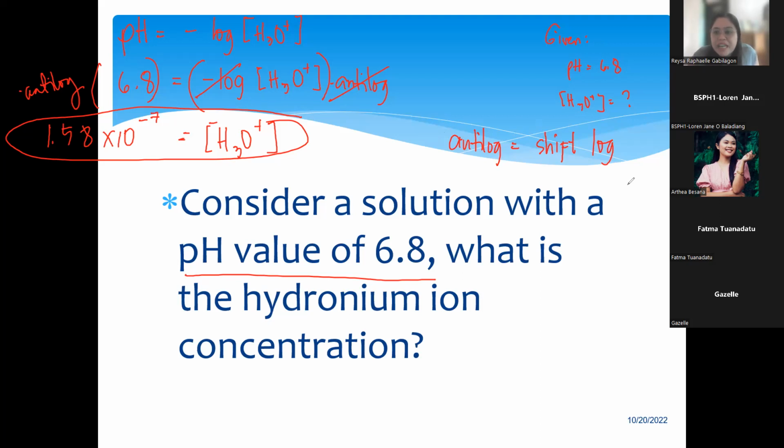Pag meron kayong log class and then you have to get rid of the log, you do the anti-log. And then, how are you going to do the anti-log? Pindutin niyo sa calculator niyo shift tapos log. Tapos, you input the number. But do not forget the negative ha kasi sinali natin siya sa anti-log there on the other side.